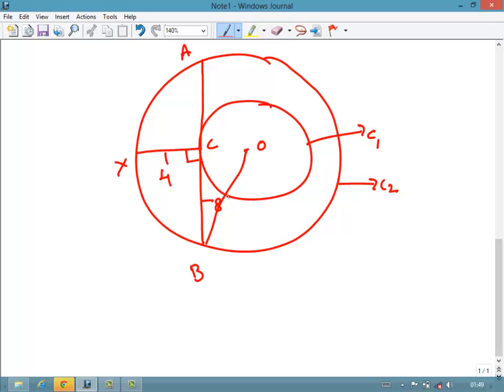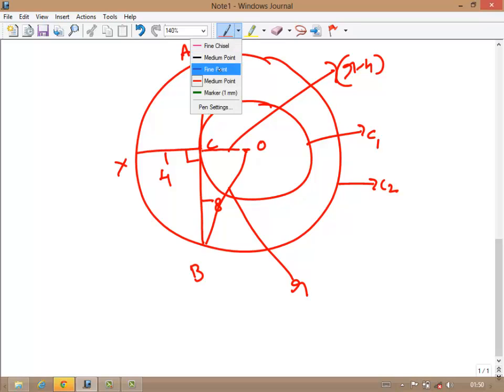Now what is OB? OB is the radius. What is OC? What is OX? Radius. What is OC? It is R minus 4. How much is CB? It's clearly given as 8. Now you can find this triangle. This is a right angle triangle. One side is R minus 4, another side is R, another side is 8. So R squared equals R minus 4 whole squared plus 8 squared. The information is clearly presented there. You just need to identify it and apply it.